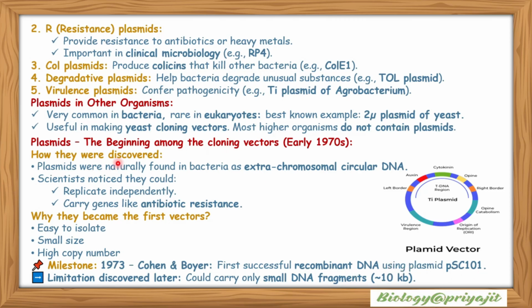How were they discovered? Plasmids are naturally found in bacteria as extrachromosomal circular DNA. Scientists noticed they could replicate independently. They carry genes like antibiotic resistance. Why did they become the first vectors? Because plasmids are easy to isolate, they have small size, and they have a high copy number. The limitation discovered later was that they could carry only small DNA fragments, a maximum of 10 kb.